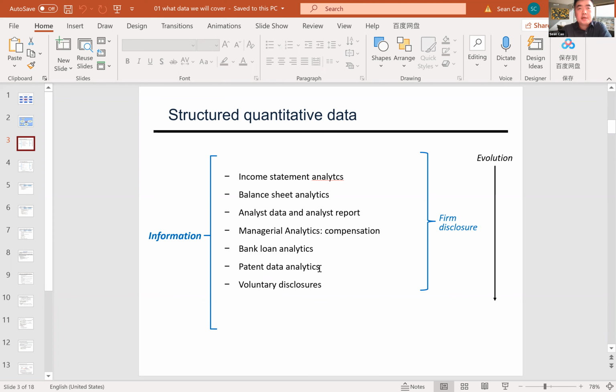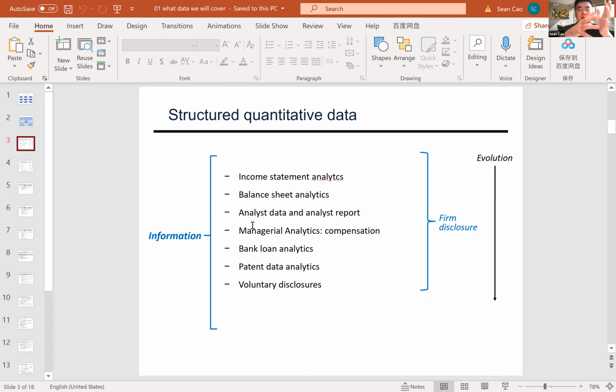All the data here is numerical data. I will go over the data one by one. But the common feature of all the data here is they are all numerical, and they are disclosed by the firm. This is not the focus of this class. This is the focus of the other class I will be teaching, but I want to give you guys the big picture.